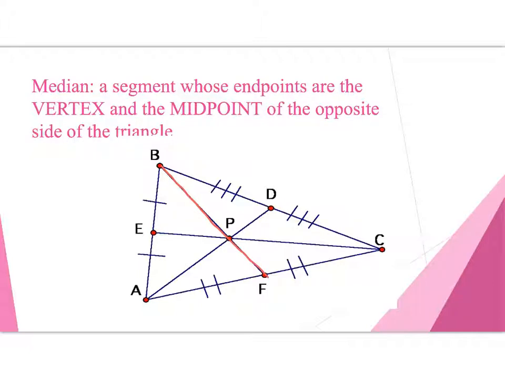BF, AD, and CE are all medians. And I can tell that they're medians because I can see they're cutting the opposite side into two equal pieces and connecting to the opposite vertex. So they do that for all three pairs.